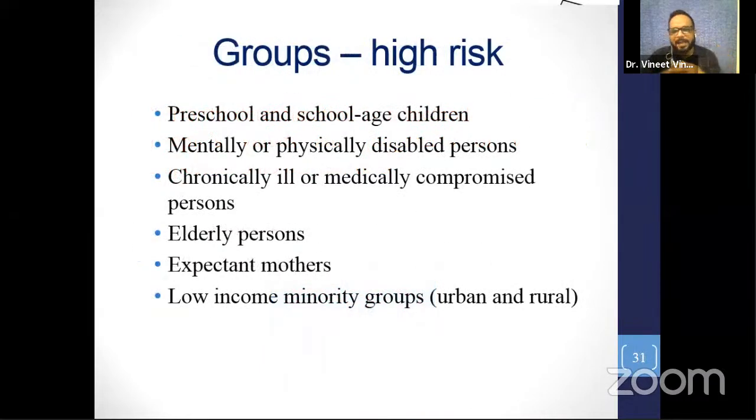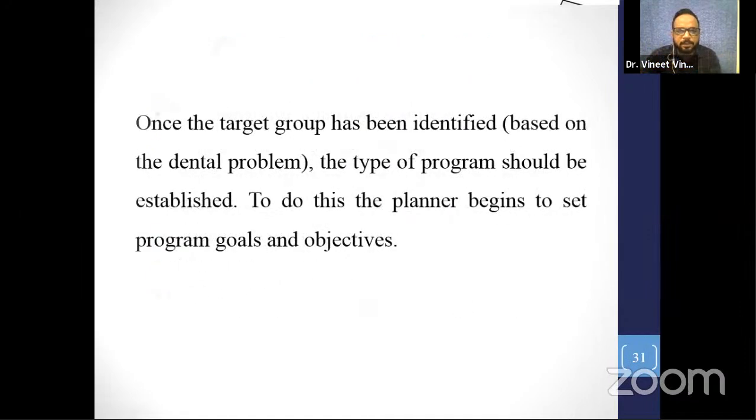You have to look at the high risk, which are the group of individuals who are at high risk. So basically look for preschools and school-age children, mentally or physically disabled people, chronically ill or medically compromised people, or geriatric population, or pregnant women or expecting mothers, and low-income minority groups, both in urban and rural area. So these are the group of people who are at high risk. So you plan a program for them first, for this vulnerable population.